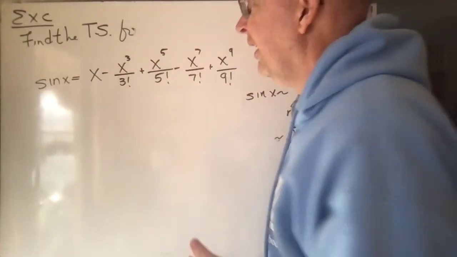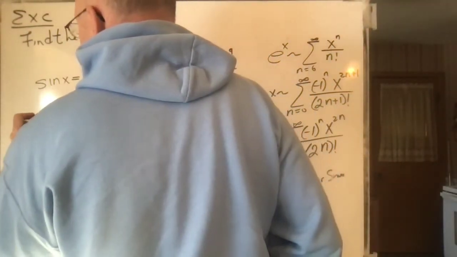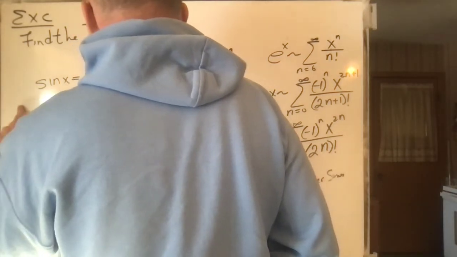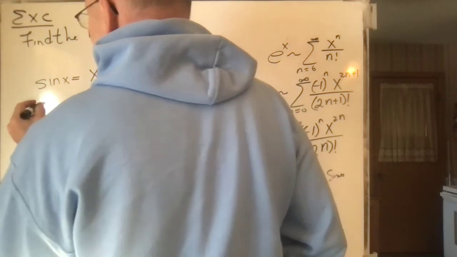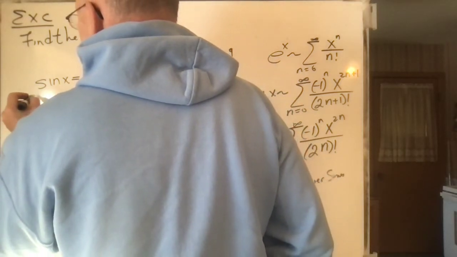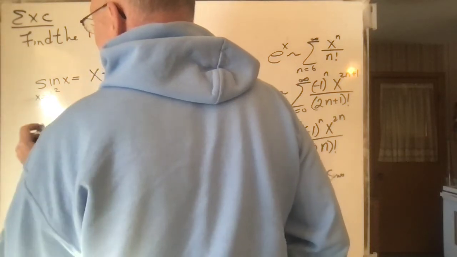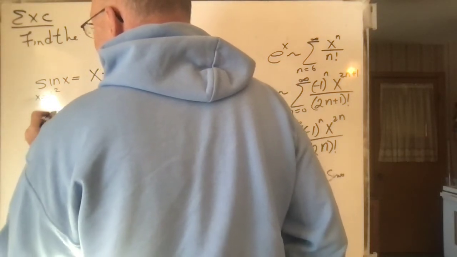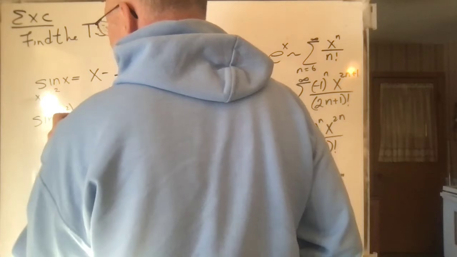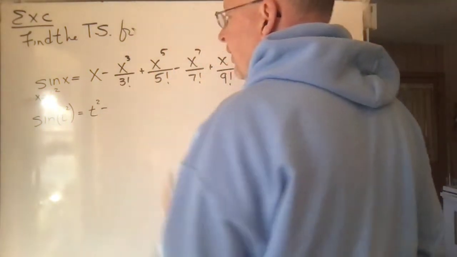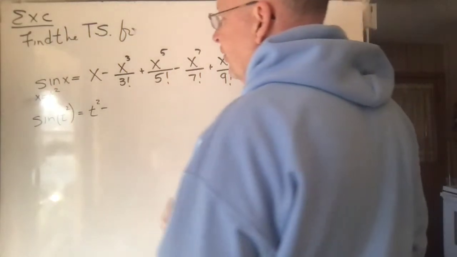So I can make this x look different. In particular, I can let x be equal to t cubed. Heck, yeah. Oh, let's make it t squared. So x is equal to t squared. So what does this look like? It's going to be the sine of t squared. Is going to be what? T squared minus, every place I see an x, I'm going to put a t squared.